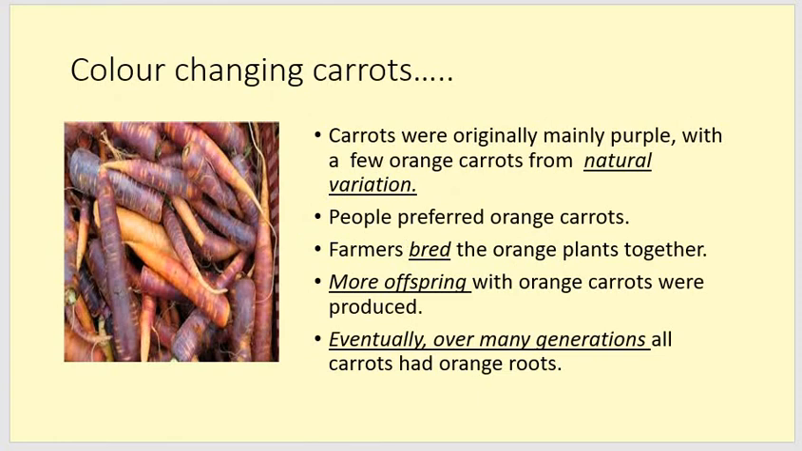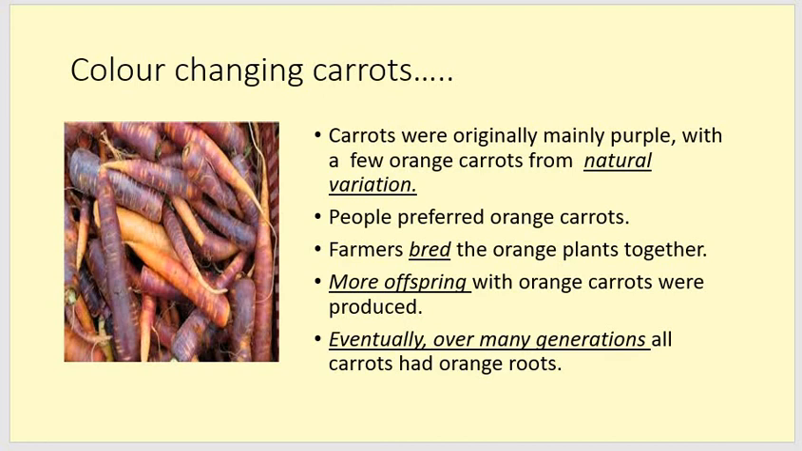Now here's an example in real life. You probably don't know that back in the 1700s most carrots were actually purple. That was the original naturally occurring colour for carrots, purple. There are a few orange ones. People preferred the orange colour. They found it more appetising.